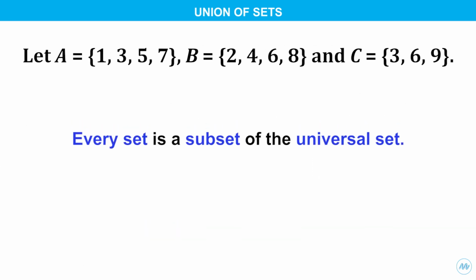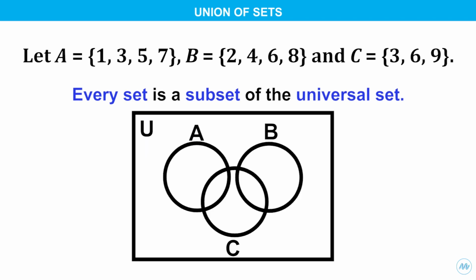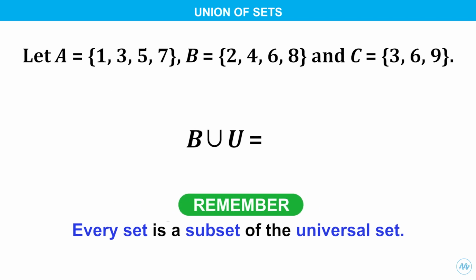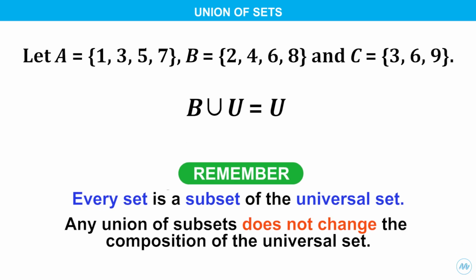Since every set is a subset of the universal set, it follows that every element of set B is an element of the universal set. Hence, the union of set B with the universal set is the universal set. Hindi mababago ang universal set ng anumang union ng subset sa universal set.